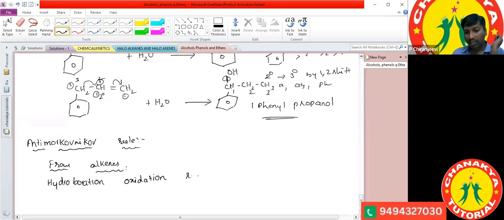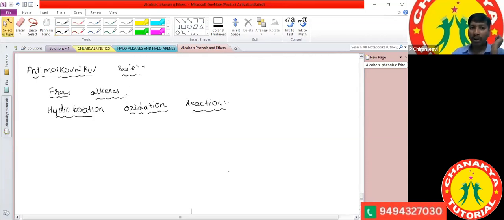So by taking the hydroboration oxidation reaction, we can prepare alcohols. By using the hydroboration oxidation reaction, we can prepare primary alcohols only. We cannot prepare secondary alcohols. By using the hydroboration oxidation reaction, we can prepare primary alcohols.